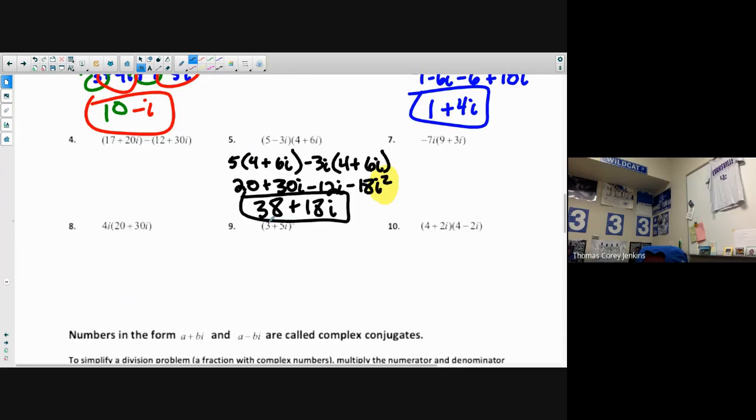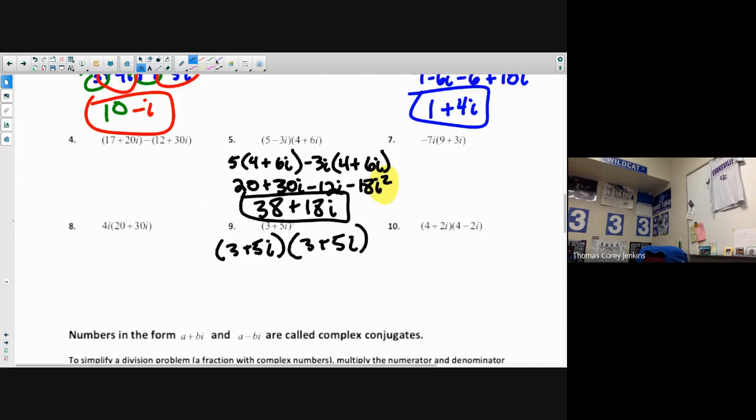So that says, I kind of wrote over it, but it says 3 plus 5i squared. You would just have 3 plus 5i times 3 plus 5i. Okay, I want to look at number 10 because that leads into our next example. Okay, so this one is a 4 plus 2i times a 4 minus 2i, right?